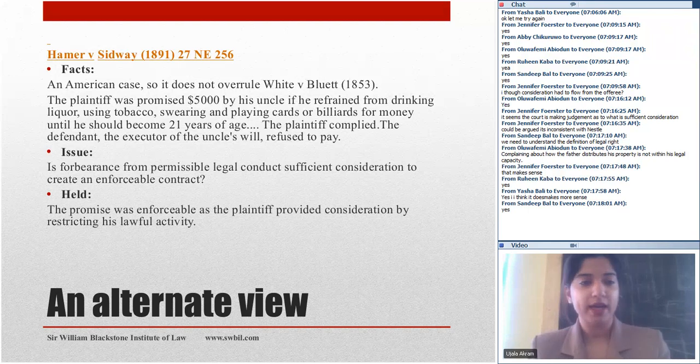Here, the court held that the promise was enforceable as the plaintiff provided consideration by restricting his lawful activity. He had all the right to use tobacco, to use liquor, to swear, to play cards. So he had given up those rights. So the court decided that it was a good consideration since he has restricted his lawful activity.